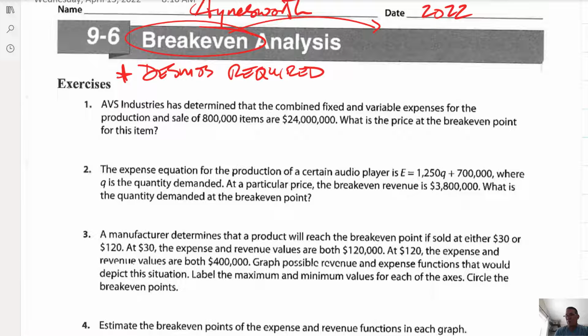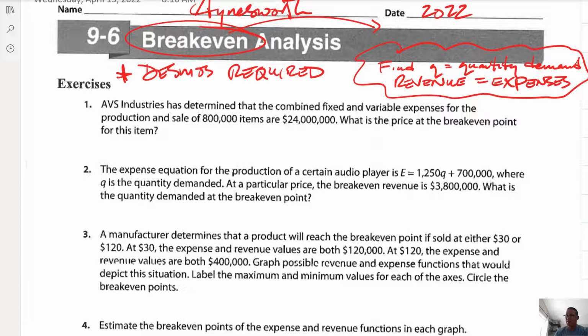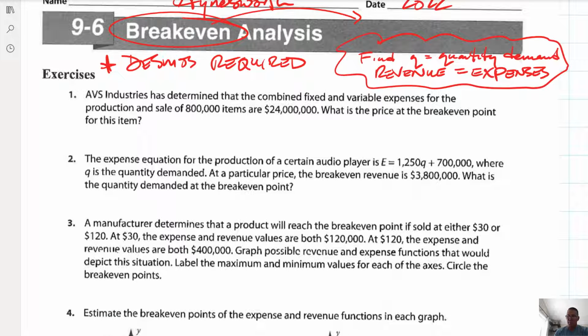The concept of break even is, find Q, the quantity demanded by the public, so that you break even, which means revenue must equal expenses. So when does that happen? At what quantity does that happen? The goal in this section is to do exactly that. We're going to do it algebraically, and we're also going to use Desmos and do it graphically, both. So get ready, here we go.